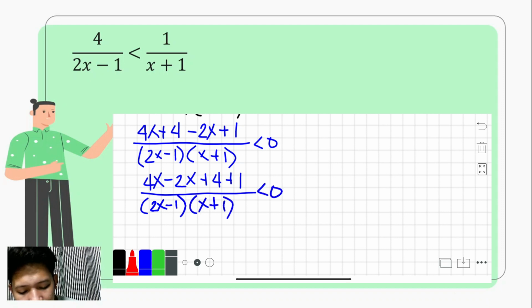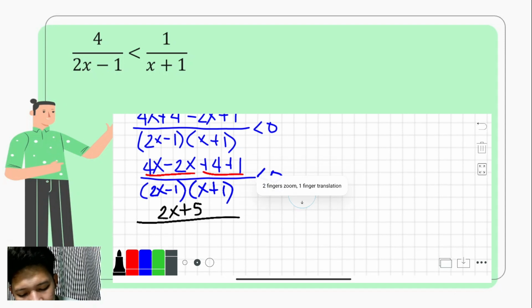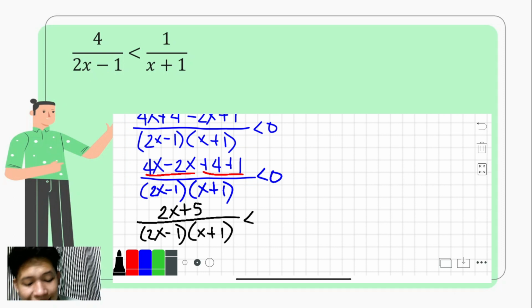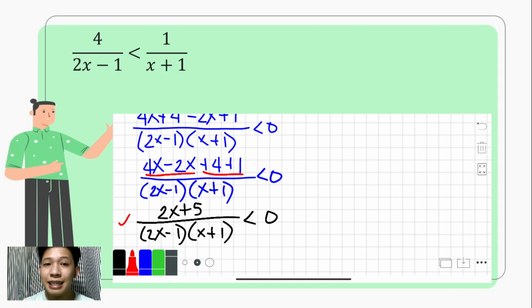And then after that, simplify natin. Ito, we'll be having 4x minus 2x, that is 2x. And then we have positive 5 over 2x minus 1 times x plus 1 is less than 0. So, single fraction na po ba siya? Wala na po bang siya pwedeng i-simplify? Yes, single fraction na po siya. So, ito po yung ating magiging single fraction.